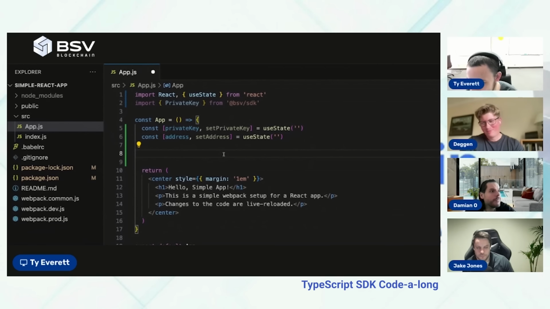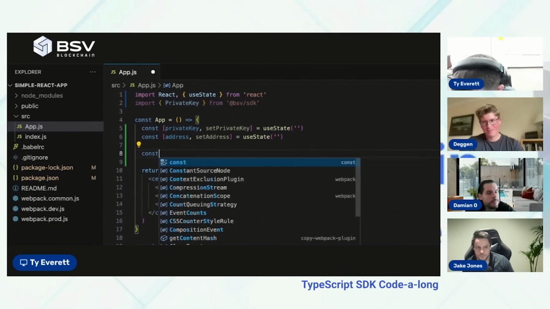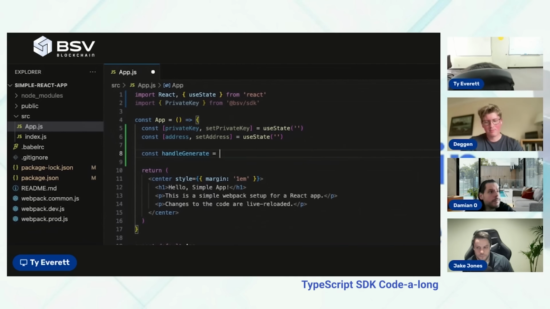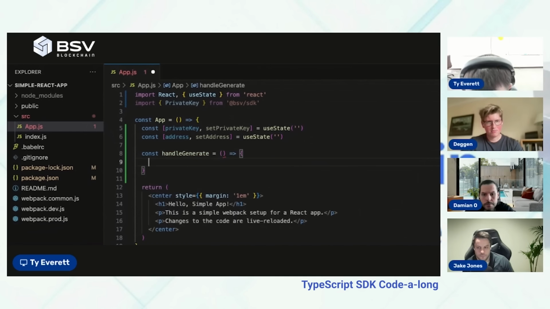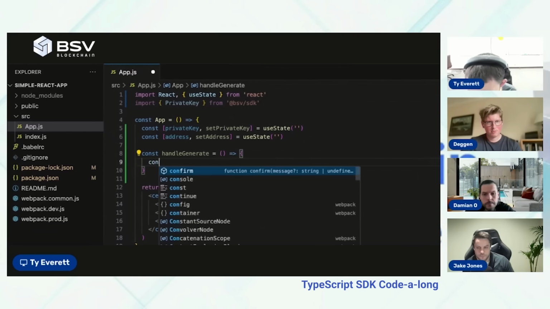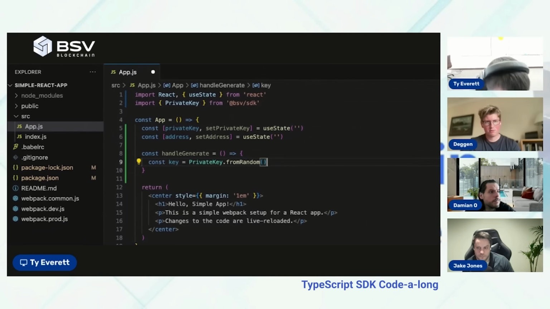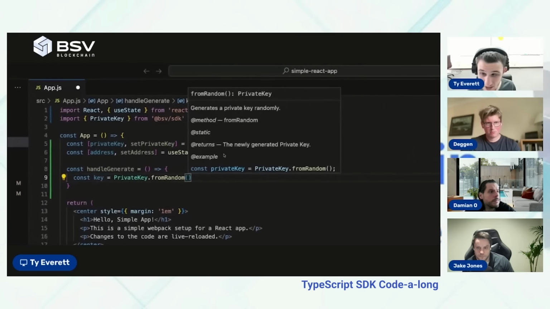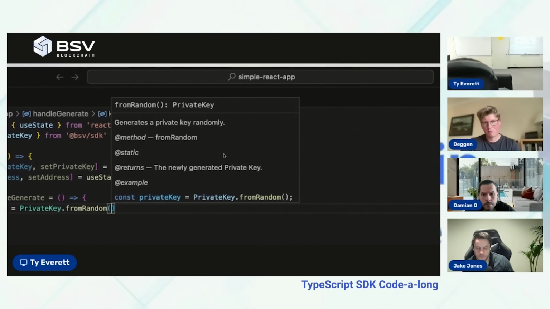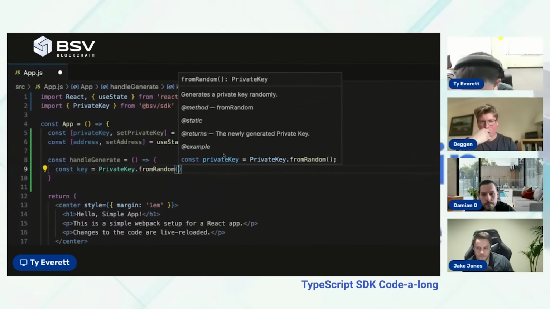Okay, so now we can set up a little on-click handler for a button that's just going to say generate. So we'll just say, handleGenerate equals, and then we'll give it a function. And then we can just say key equals PrivateKey.fromRandom. And so that is a method on the TypeScript SDK. And if you actually do this, you can see in IntelliSense, if you're using Visual Studio Code, that it tells you exactly what is going on. It generates a private key randomly and takes no parameters.